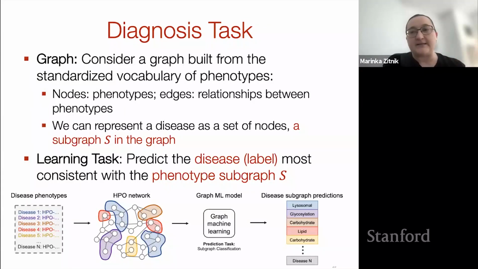In that setting, the disease would then be represented as a set of nodes or as a subgraph in that phenotypic network. So the diagnosis task is then concerned with predicting the label, or predicting the disease that is most consistent with a particular subgraph S that describes the patient. So you can think of patients as these different subgraphs of phenotypes that patients have, and the goal is to predict labels, which in this particular case are colors of these subgraphs, and those labels are the diseases that are candidate diseases patients might have.